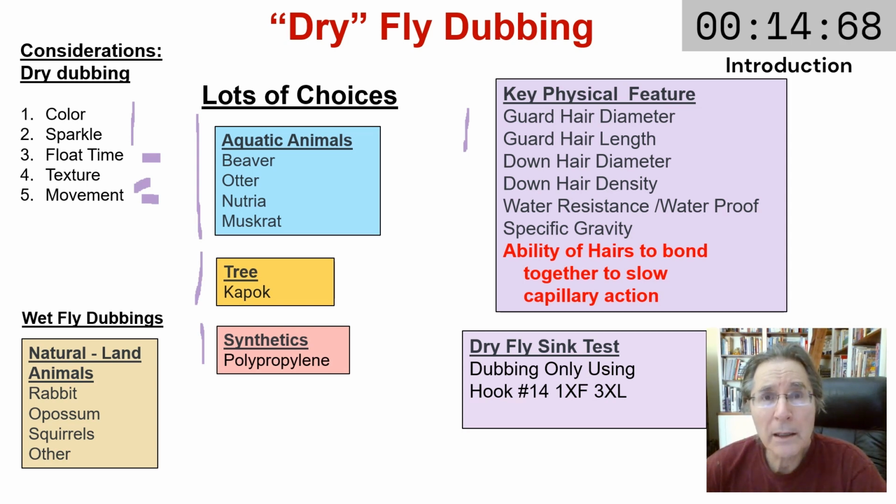Diameter of your dubbing body is given to us by the down fibers. Water resistance, specific gravity, and the ability of the fibers to bond together give us our floatability. And I developed a sink test to see how long our dubbings float on their own.